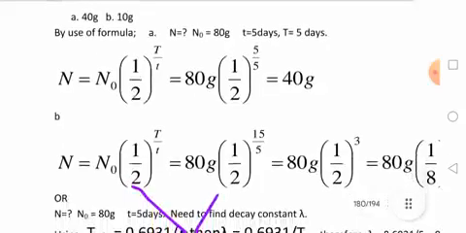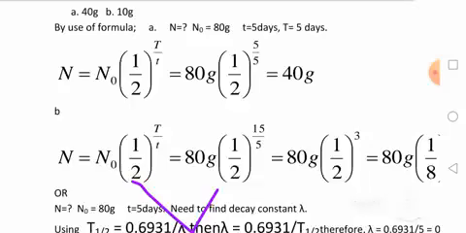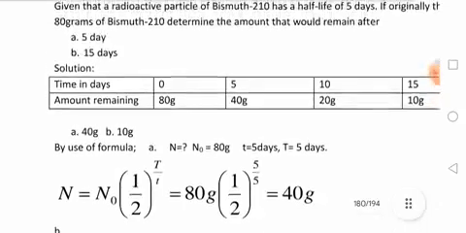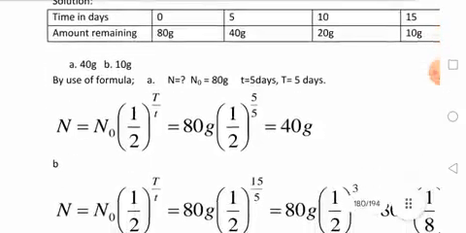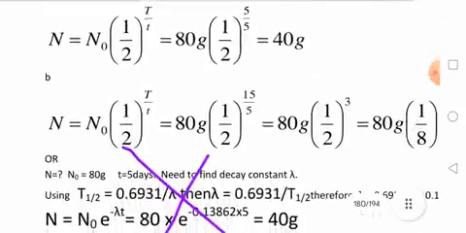What about after 15 days? So we have to apply the formula again, where N is the amount that we don't know and N0 is the original one, 80. Half to the power 15 over 5, that is 3. So half to the power 3 is 1 over 8. 1 over 8 times 80 is 10. The amount that remains is 10 grams.